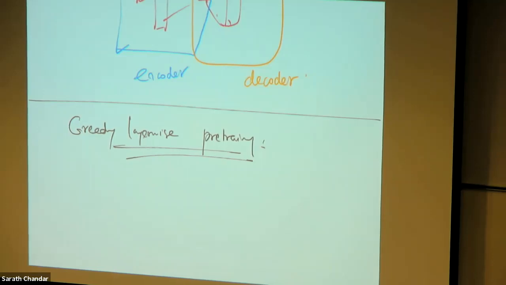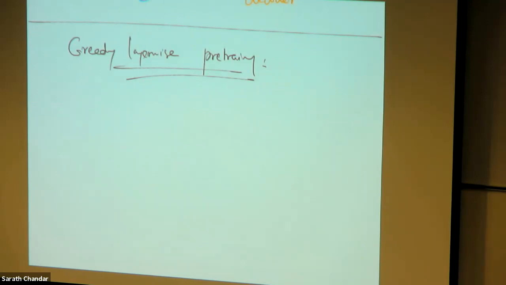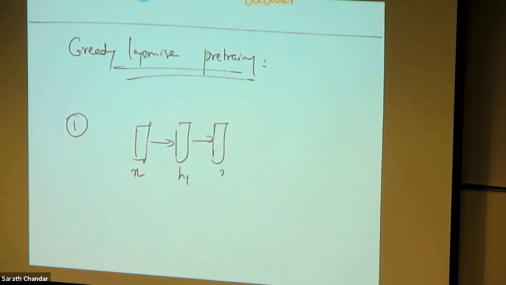Okay, now here is the idea. I give you the input X. In the first step, given the input X, I'm going to train an autoencoder. Simple. I take the X, pass it to H1, let's say, and then I get the X back. We are going to call this W1.